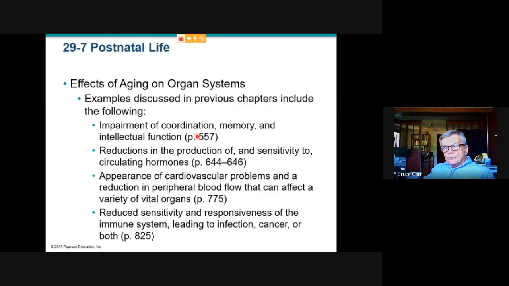In the brain, we see a loss of coordination between the cerebellum and all of its somatic motor system activators. Memories from the cerebrum, intellectual function, the ability to secure and develop new memories and turn them into secondary and tertiary memories is impaired with aging. Circulating hormones, almost all the glands are diminished in their production.